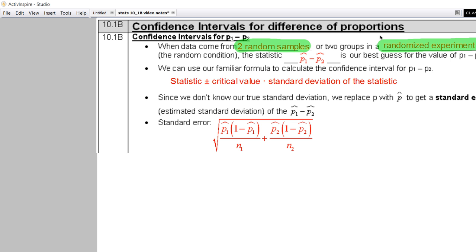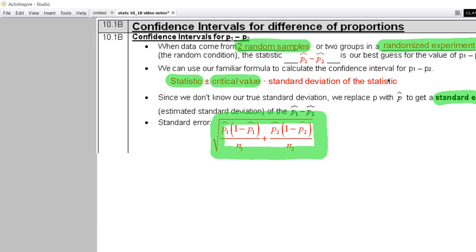We can use our familiar formula to calculate the confidence interval for p1 minus p2, which is the statistic p hat 1 minus p hat 2, plus or minus the critical value. So this is our z-score value based on our confidence level, times the standard deviation of the statistic. Keeping in mind that our new standard deviation formula is a standard deviation of combining the two distributions p hat 1 and p hat 2. And so again, because this is based on our sample data, it's going to be called our standard error instead of standard deviation. So just kind of the layout of how this should look for your problems.